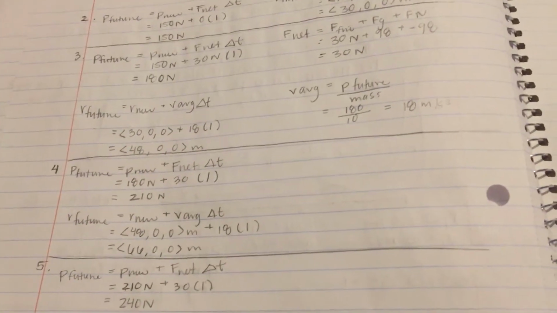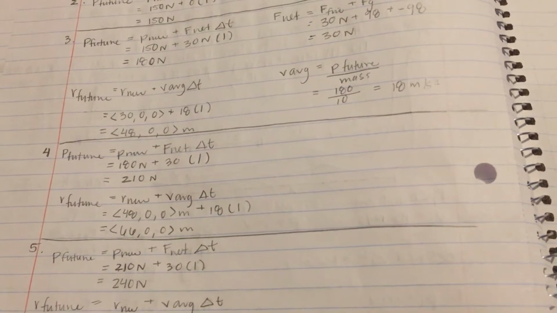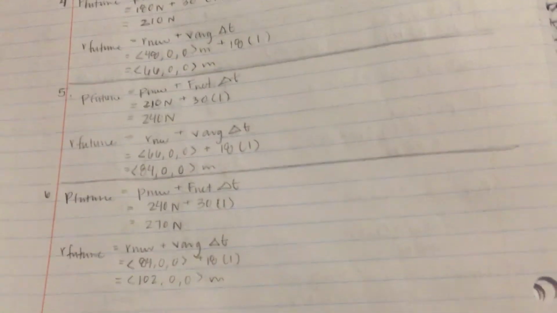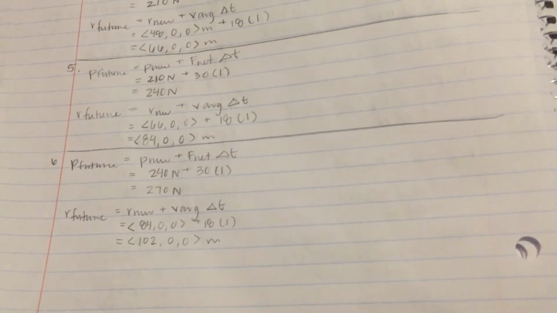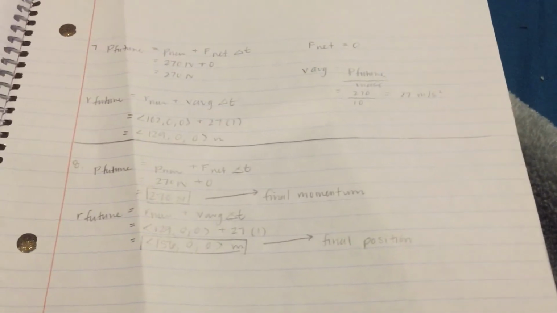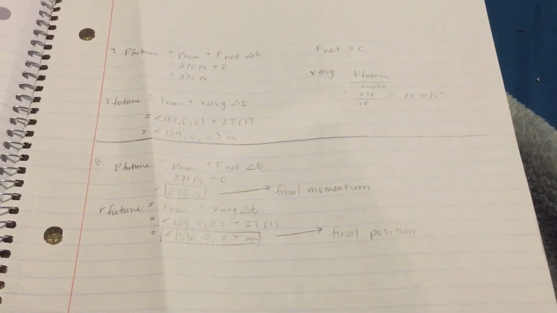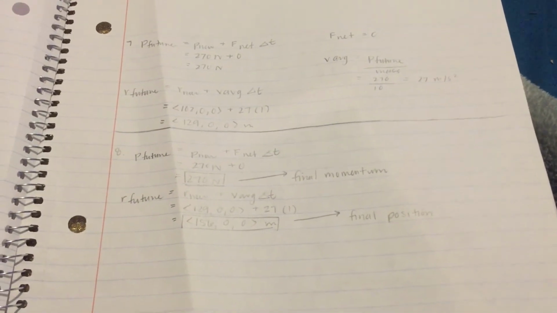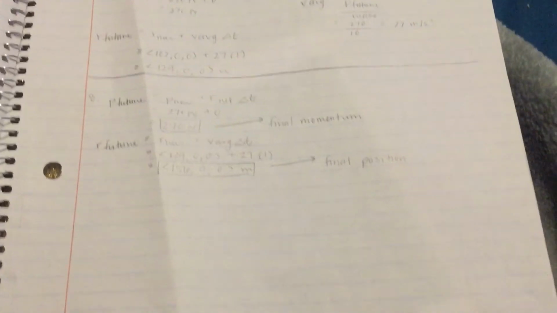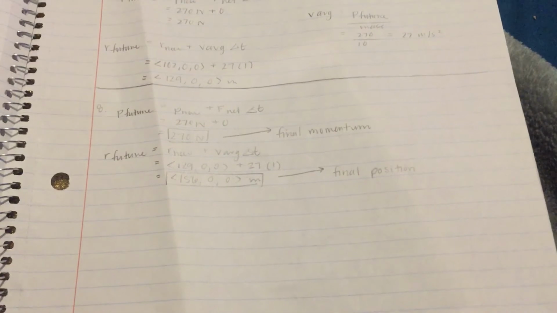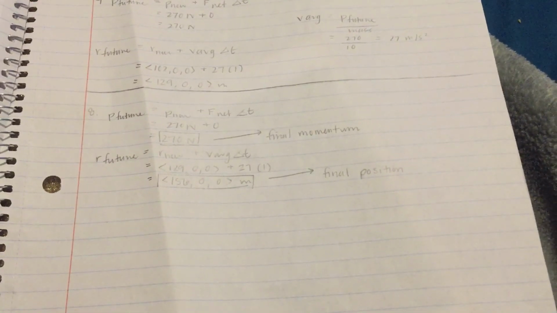And we do the same thing, and then we see that we are increasing by 18 meters. And so at the end of the 4 seconds of friction, we have now traveled 102 meters. And so for the final 2 seconds, we go back to having our F net equal 0 since there is no longer any friction being encountered, and we get a final position of 156 meters in the x direction and a final momentum of 270 newtons.